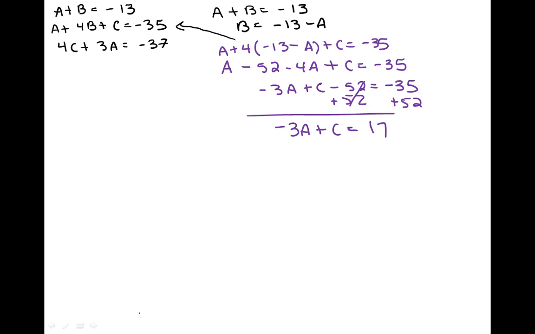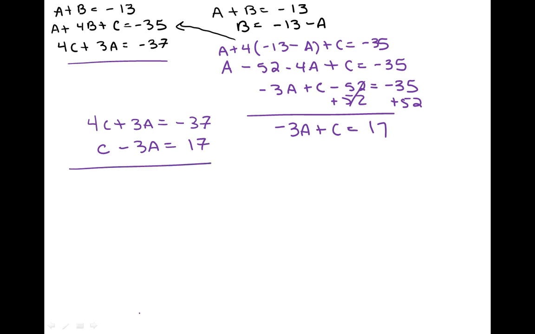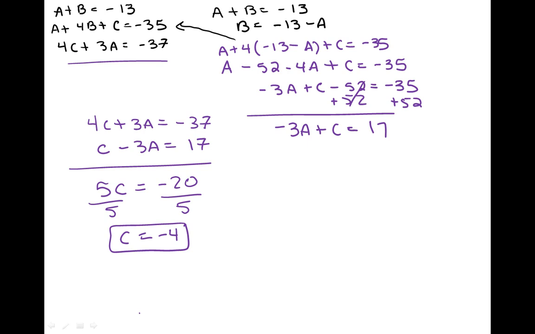And now I can put that with this one right here. So I have 4c plus 3a equals negative 37. And I have c minus 3a equals 17. And this is going to work out nicely because I can just add those together. I'm going to have 5c equals negative 20. Divide both sides by 5. And c equals negative 4. I probably should write a little bit smaller so I don't run out of room. I'm writing too big. All right, so c equals negative 4.